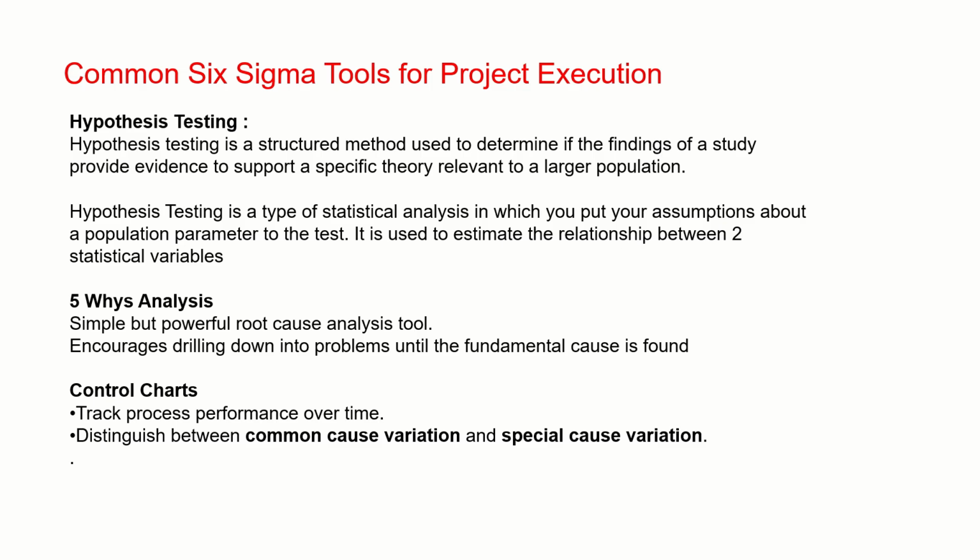The next common Six Sigma tool for project execution is hypothesis testing. Hypothesis testing is a structured method used to determine if the findings of the study provide evidence to support a specific theory relevant to a large population. It means we test some of the samples and we start predicting that on the larger population, improving the overall process. Hypothesis testing is a type of statistical analysis in which you put your assumptions about a population parameter to the test. It is used to estimate the relationship between two statistical variables.